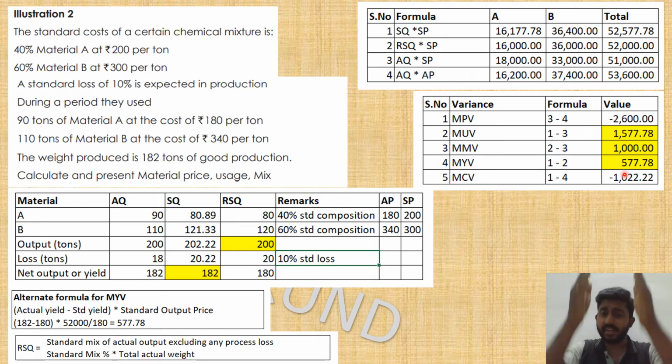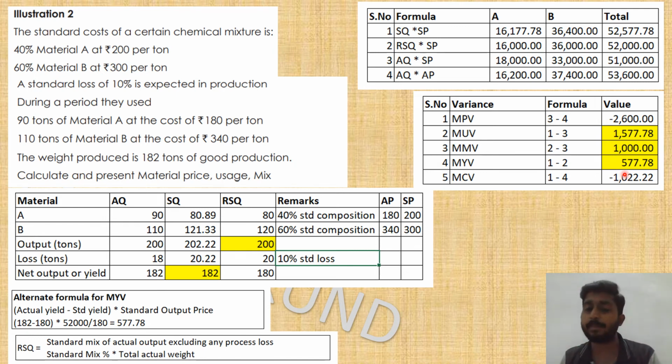Material cost variance is divided into material usage variance and material price variance. So if you add these two, it should tally with material cost variance, then your answer is correct. Material price variance is correct, usage variance is correct, material cost variance is correct. Now how to check the material mix variance and material yield variance? Add material mix variance plus material yield variance, and that should tally with material usage variance. Then your material mix variance and material yield variance are correct.